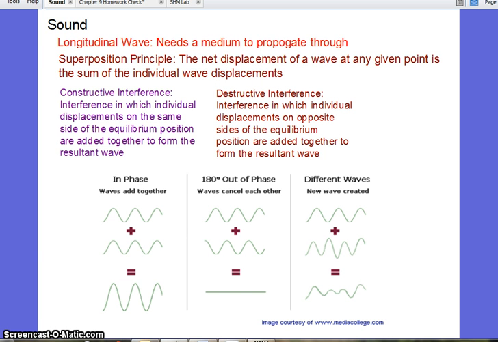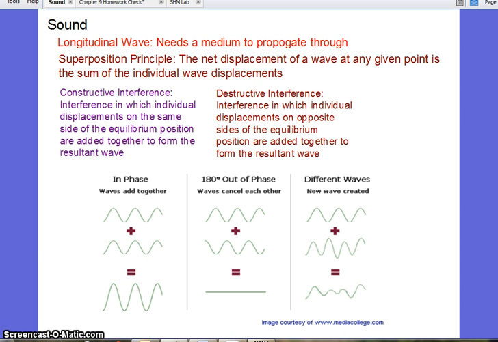In constructive interference, the crests and the troughs match up with each other. And so what we get is a wave that is twice as big, twice as large of an amplitude. So constructive interference is interference in which individual displacements on the same side of the equilibrium position are added together to form the resultant wave. In other words, the crests match up to give us twice as large of a crest, and the troughs match up to give us twice as large of a trough.